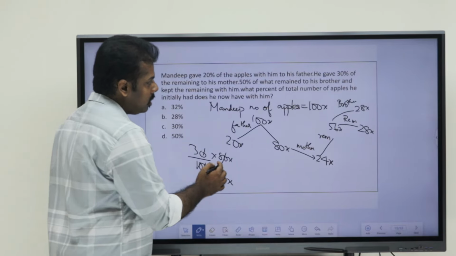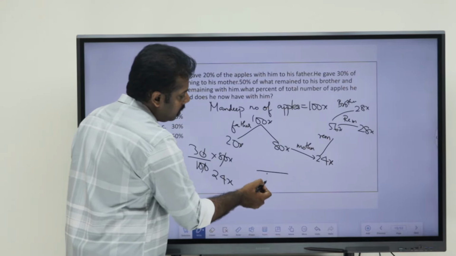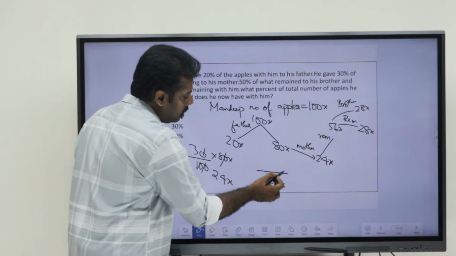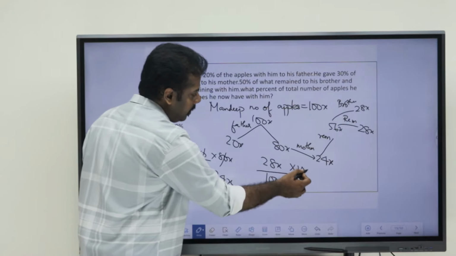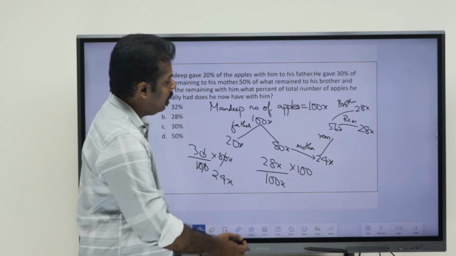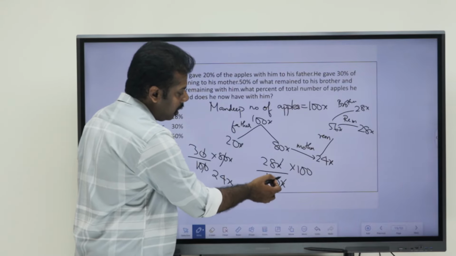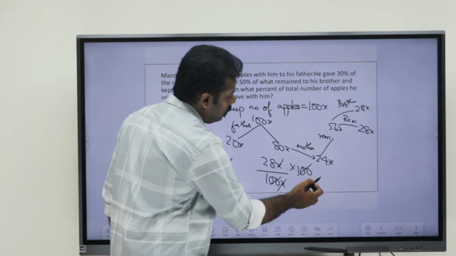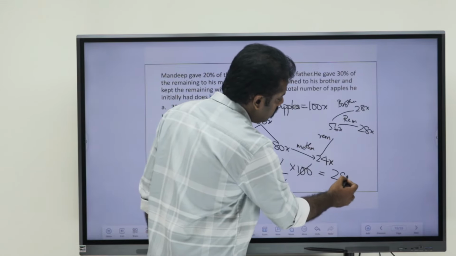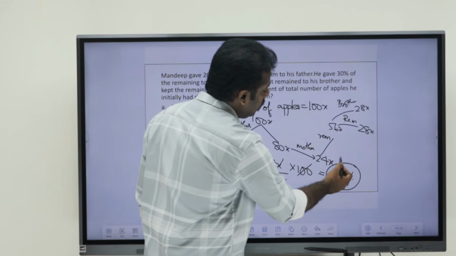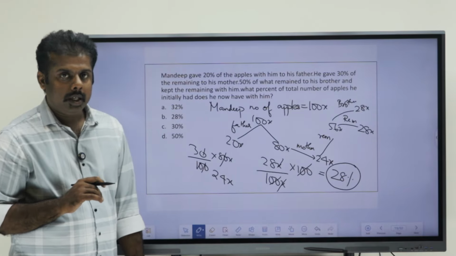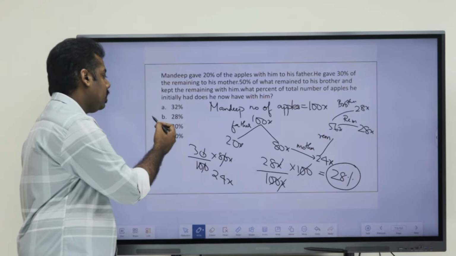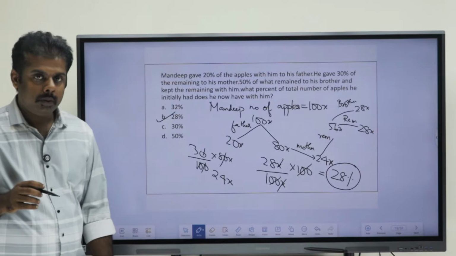So this is also an easy concept. Out of 100x that he initially had, he is now only left with 28x. We have to find the percentage. So just multiply by 100. The x part is cancelled, and the 100 is also cancelled. So we can directly say what percentage of apples he is left with. It is basically 28x. So the answer here we can mark as 28x.